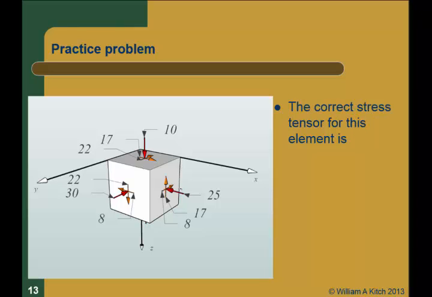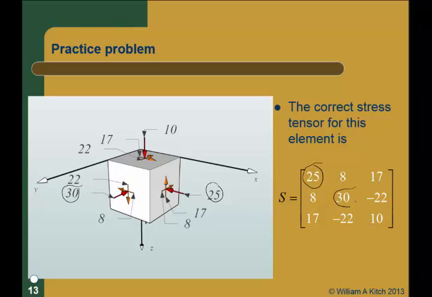All right, let's see what we got here. This is the correct tensor. Let's look at this carefully. This is sigma x, so here's our x direction. That's 25, in a positive direction. In the y direction, the normal stress there is 30, and we have 30 there. That's positive again. And in the z direction, we've got 10. Again, it's compression, so it's positive. That's the easy part.